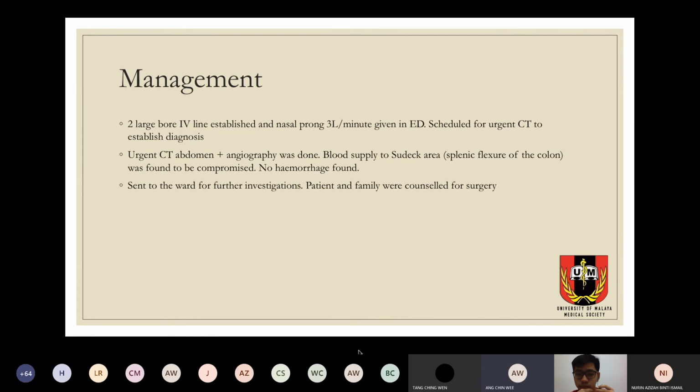Ask when you come to the ward. Ask the houseman. Ask the MOs. Why in this patient do you choose to do this? Why not others?